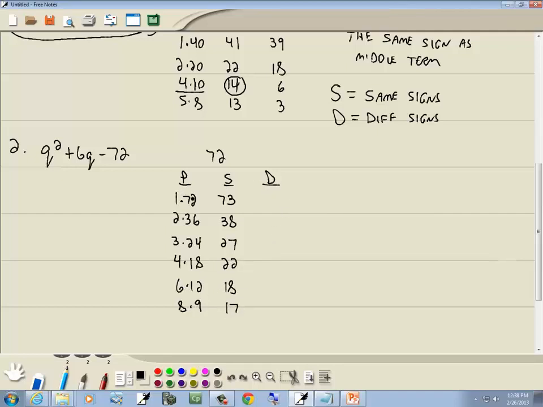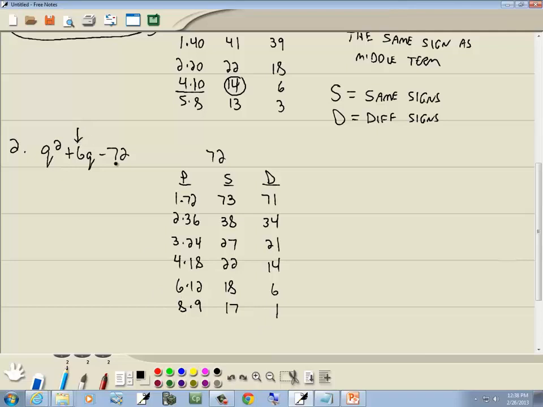Difference column, we have to subtract these. 72 minus 1 is 71. 36 minus 2 is 34. 24 minus 3 is 21. 18 minus 4 is 14. 12 minus 6 is 6. And 9 minus 8 is 1.